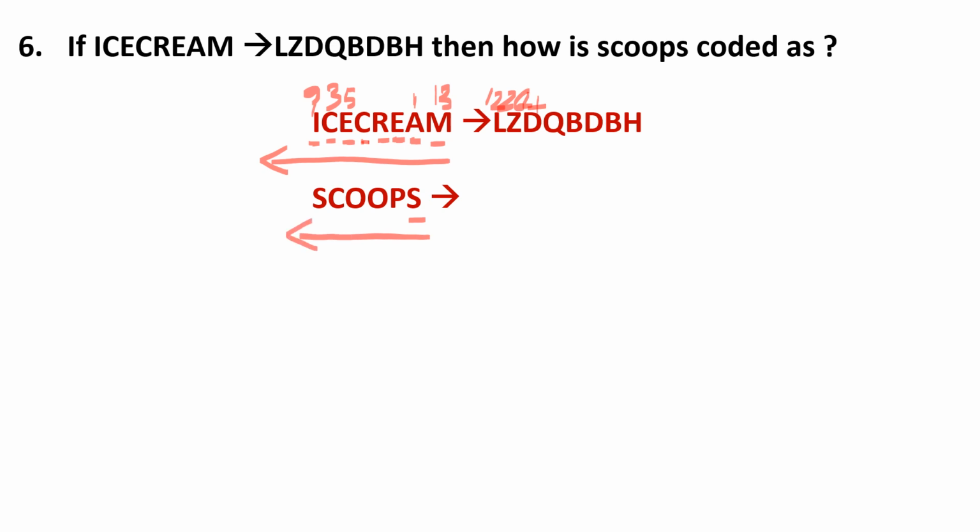S is 19, 19 minus 1 is 18. Next, 16 minus 1 is 15. 15 minus 1 is 14. Next, again 15 minus 1 is 14. C is 3, 3 minus 1 is B. Next, S minus 1, that is P.